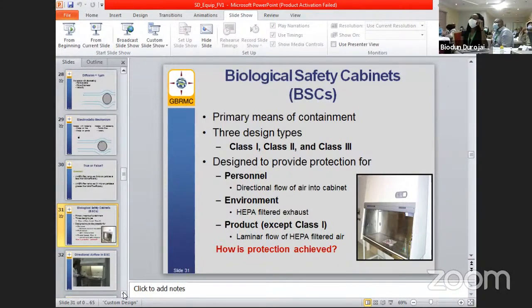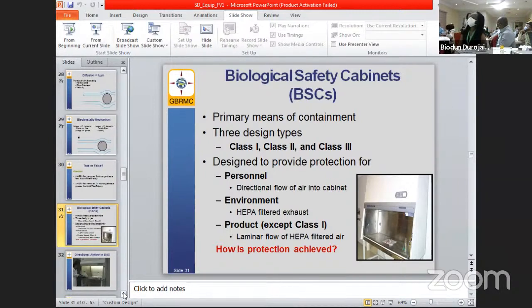Directional flow of air into cabinets is very important. It's not like the air can go this way and come out this way. That is why some of us who are assessors frown. If we come into your lab and you're using a BSC that is not certified and recertified as due, it is even more dangerous. You're safer working in the open, where windows are open, than working in a BSC that is not certified.